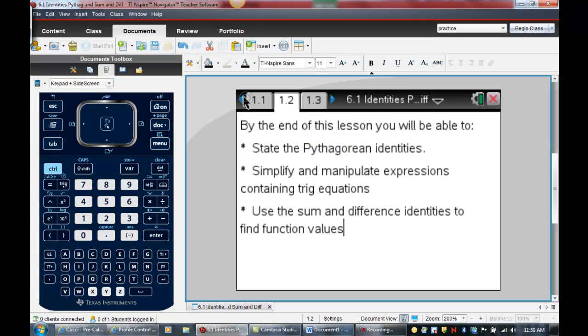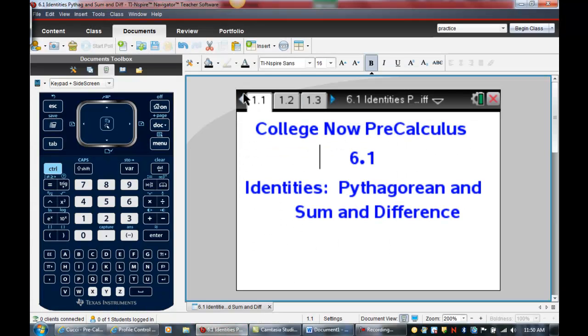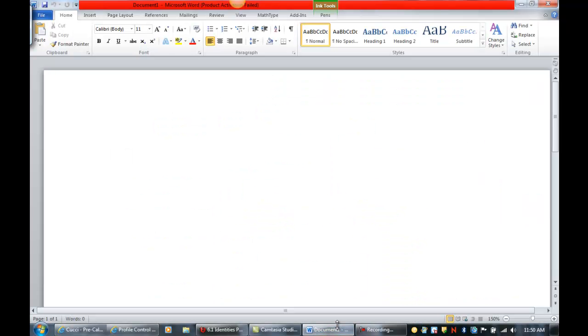Okay, this lesson is for Mrs. Cucci's College Now Pre-Calculus class. We are on lesson 6.1b, so we're going to pick up where we left off. What we were talking about was simplifying trigonometric identities or expressions. So we're going to continue on with that.